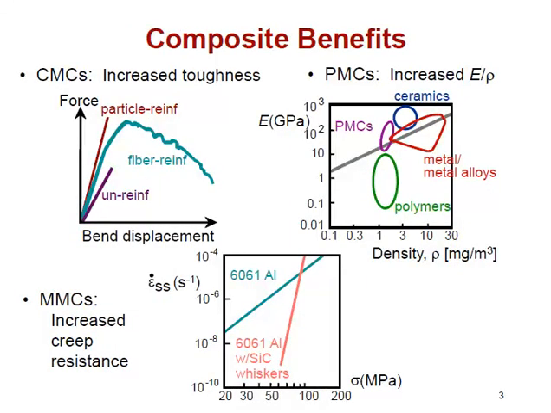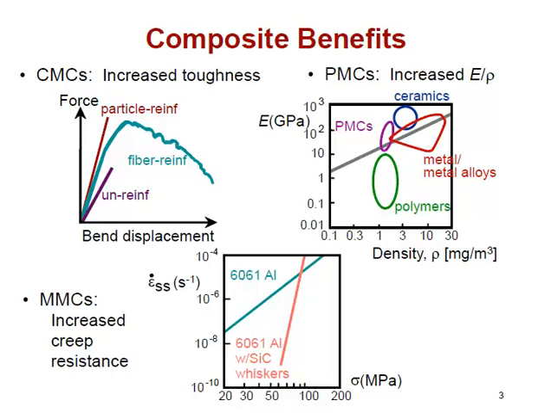Okay, so here are some graphs which basically display the benefits of the reinforcers on their respective matrix phases. We're going to start up in the upper left with ceramic matrix composites and just basically show the evidence of increased toughness with a bend displacement test. So this is like a 3-point or 4-point bend test, which is evaluating the fracture toughness of a ceramic. How far can we deflect it in bending before it cracks?